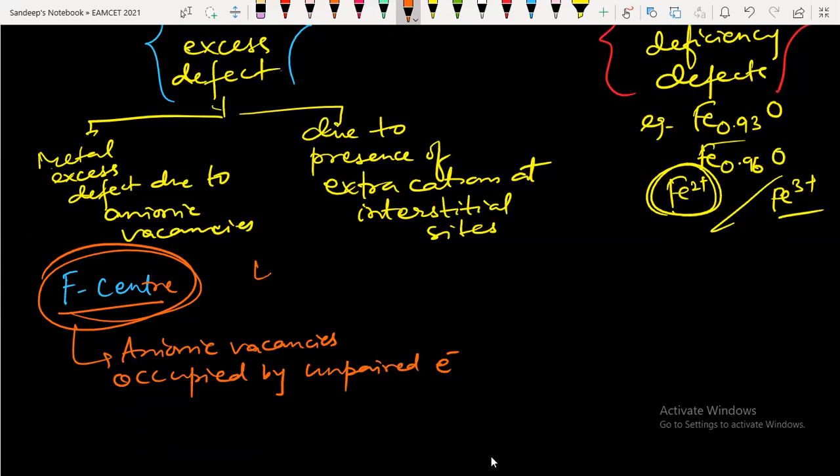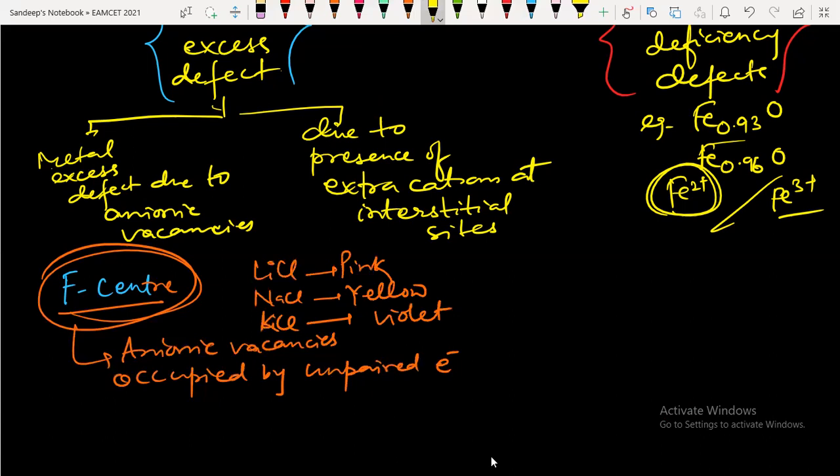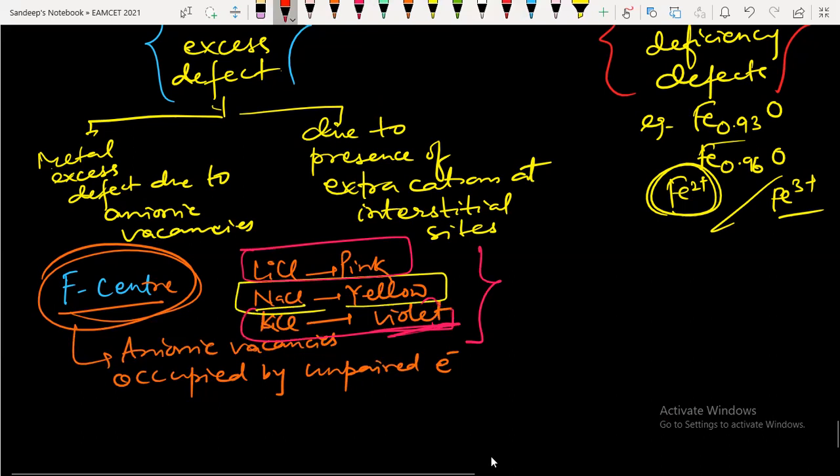of lithium chloride, yellow color of sodium chloride, and violet color of KCl. KCl has violet or lilac color. So remember this, student: sodium chloride has yellow color, pink color for lithium chloride, violet color for KCl. So these are the colors that you need to remember.